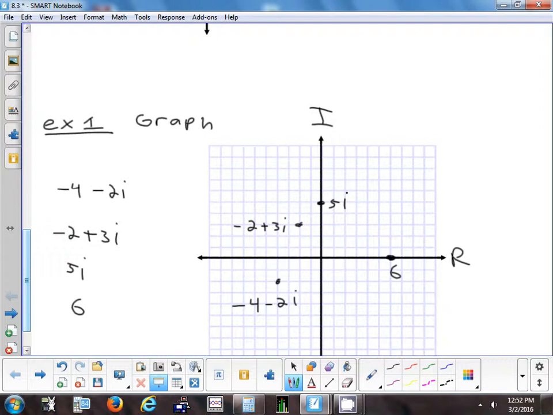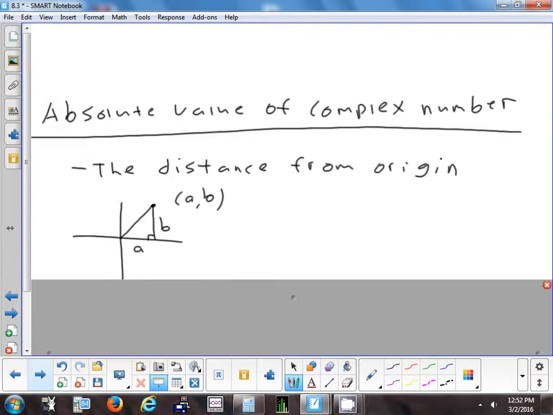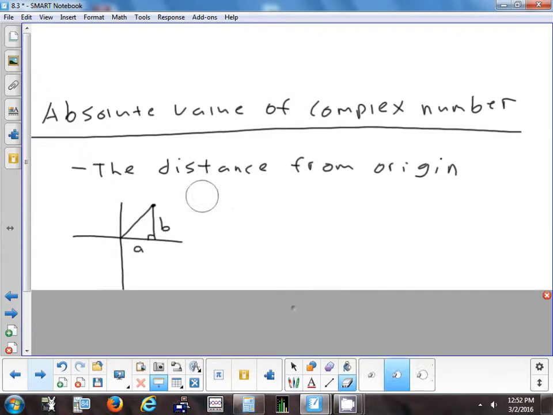You should think about it on a coordinate plane, because 0 is usually for a number line, right? You have 0 in the middle of your number line, but here we have 2 number lines. The origin. So we're going to find the distance from the origin. And the way we really do it is think of it as a triangle.